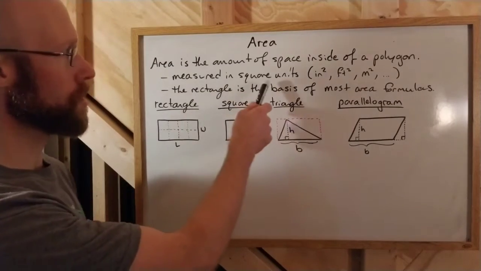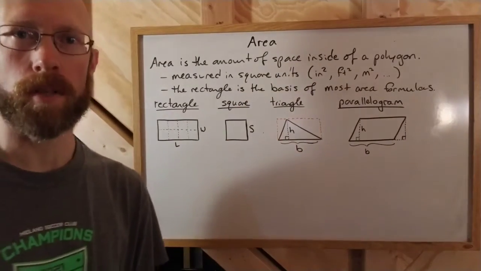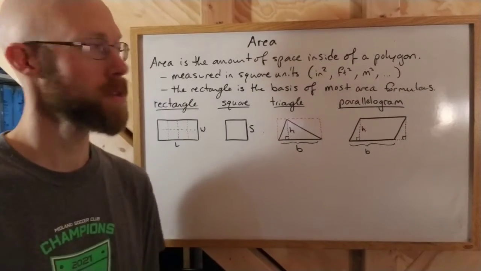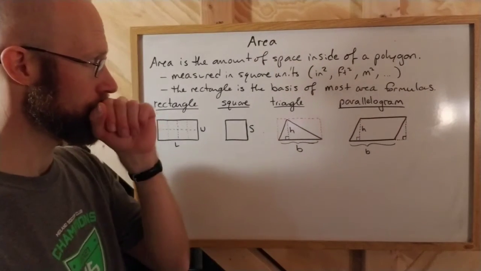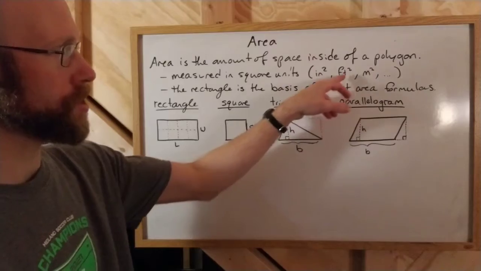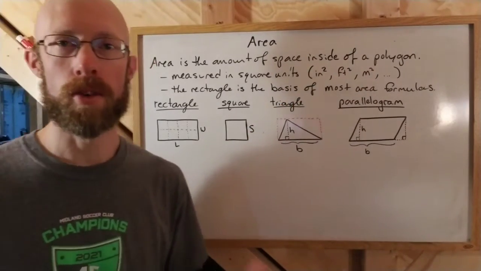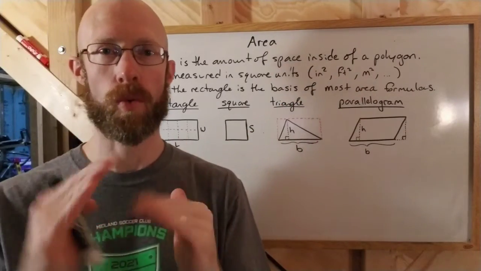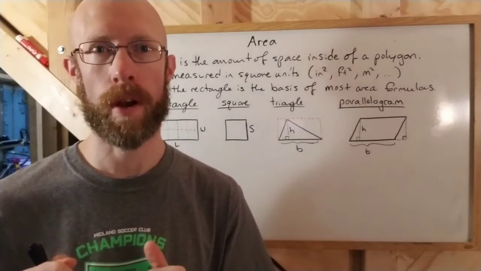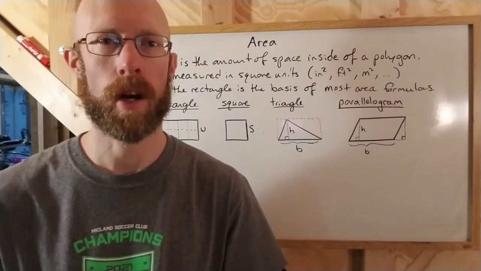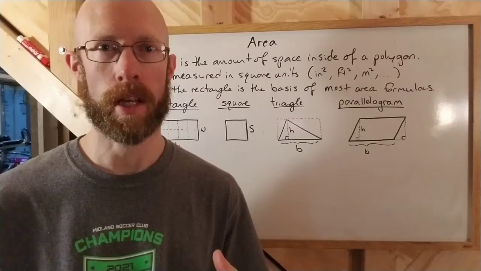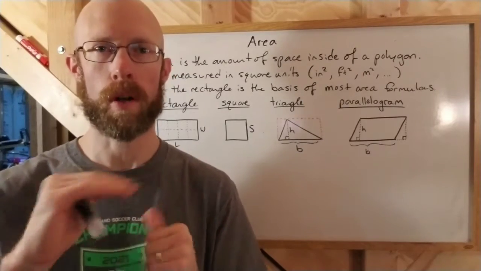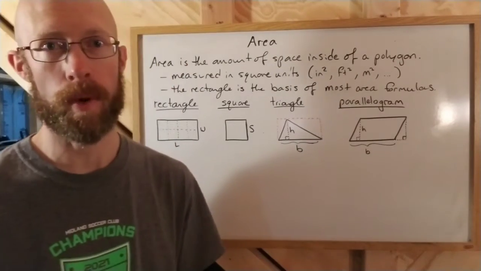Area is measured in what we call square units. We've talked about this when we did units previously. We have square inches, square feet, square meters, and those units are simply just a 1 by 1 square, using whatever unit we're discussing. If we're working in inches, then it's a 1 by 1 square, okay? 1 inch by 1 inch.